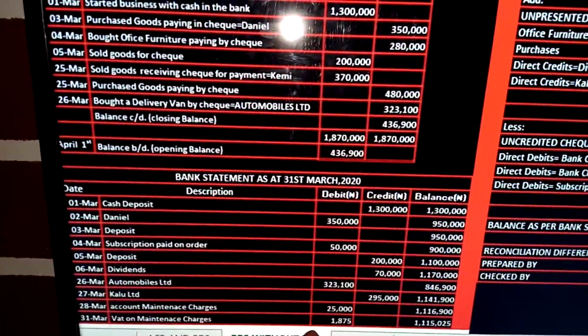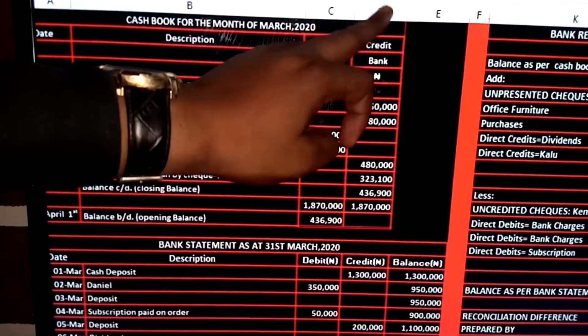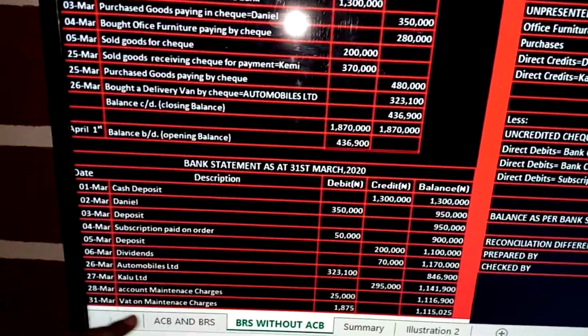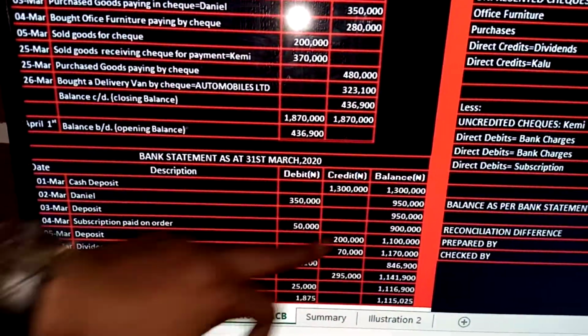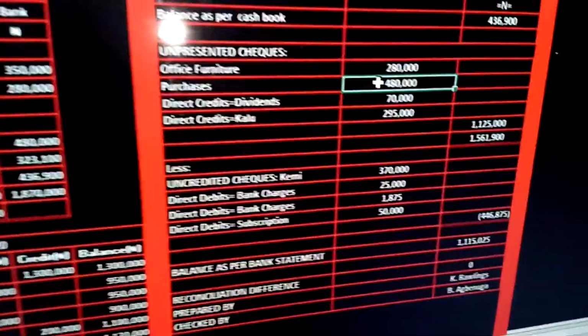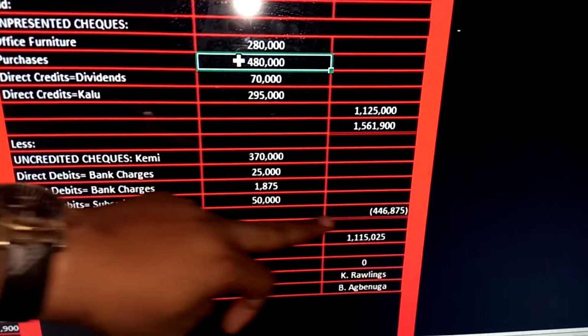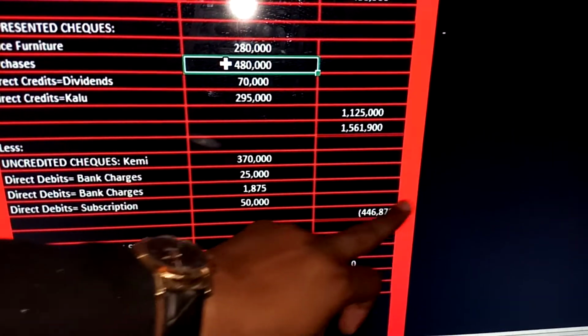The next one is what? Another one, 1875 here. Is it in the credit of the cash book? No. What do you have? VAT on maintenance, that's bank charges as well. How much? 1875. So that's all the items. So what do we add? 1, 2, 3, 4 together. It gives us 446,875.